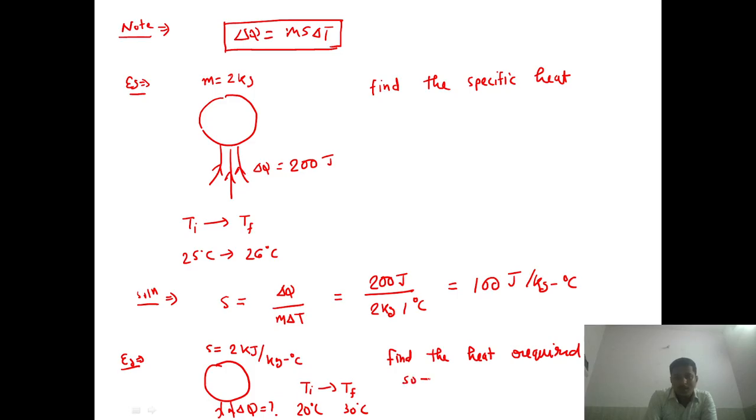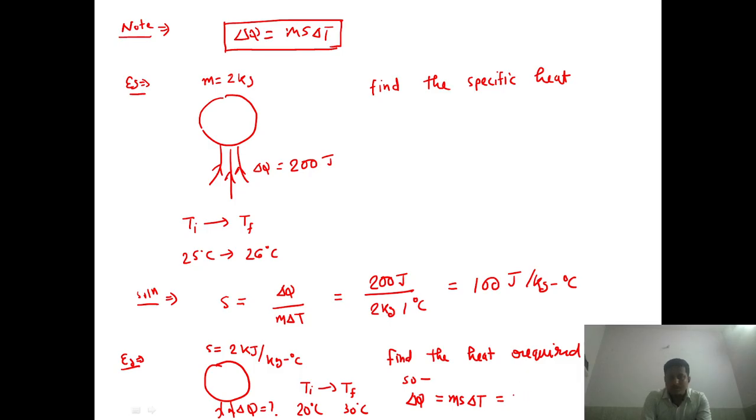So basically, how much heat is required to raise its temperature from 20 to 30? This is asked of us. What we will do is write down the formula, that is m s delta T. You can see that all the units are not SI, so we have to write down the values as well as the units.